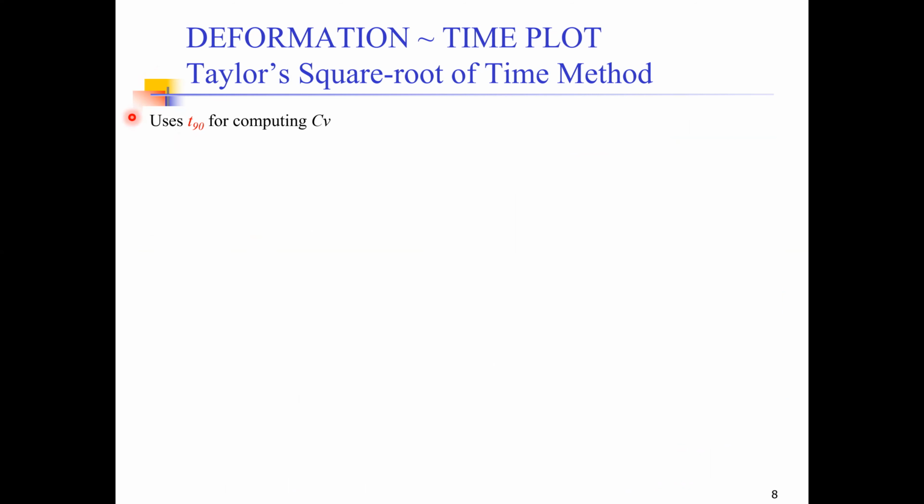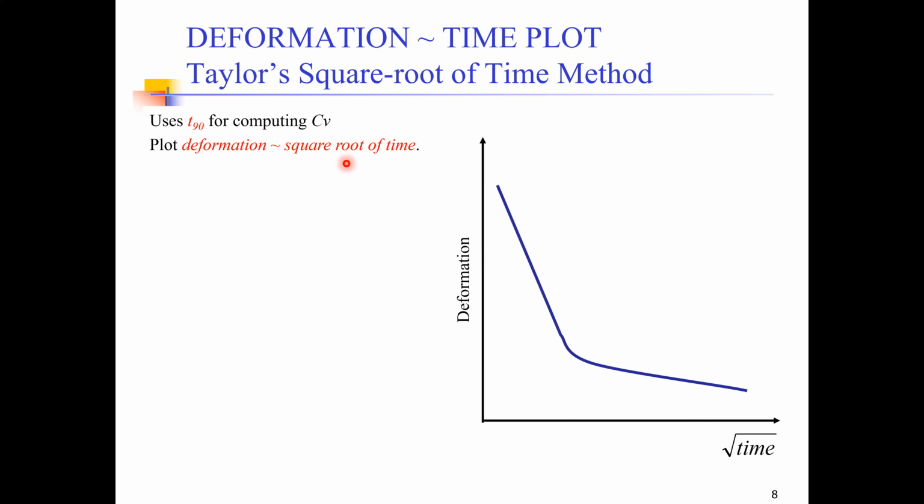and we use T90 for the computation of CV. So what we do is, step number 1, we need to plot the graph between deformation and square root of time. You remember in the previous case, we had drawn a graph between deformation on the y-axis and log of time on the x-axis. But here we are plotting a graph between deformation and square root of time. The graph, if I draw it, looks something like this. Deformation on the y-axis and square root of time on the x-axis. This is the typical shape of the graph.